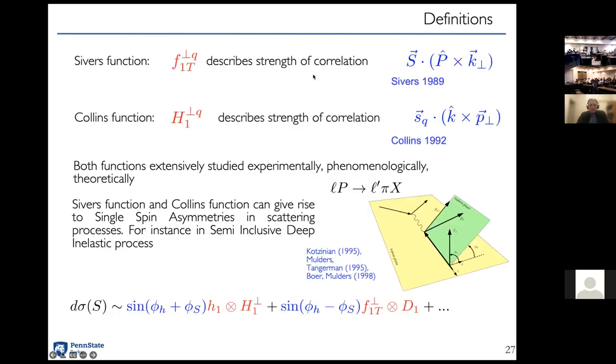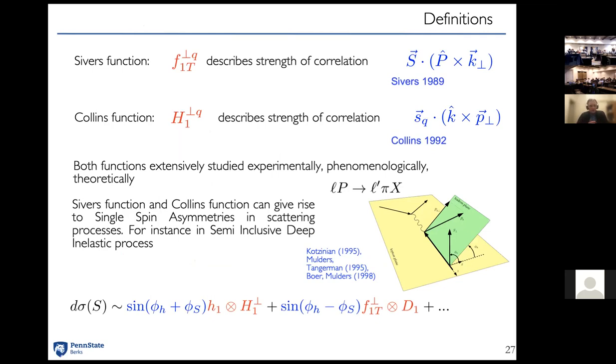Okay, so now the Sivers function describes the strength of the correlation between the spin and the orbital motion of the quarks, p cross kT. The Collins function describes the strength of the correlation between k cross p perp and the spin of the quark. Both functions are extensively studied experimentally, phenomenologically, and theoretically.